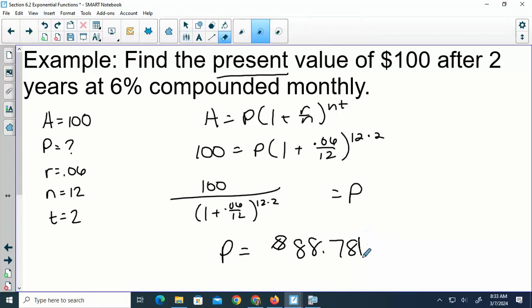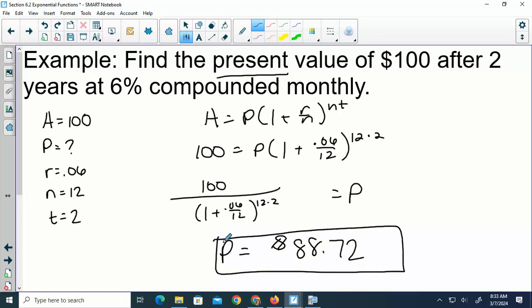Your present value will always be smaller than your future value. As time goes on, interest will accumulate and your number will grow. All right, I want to try a couple more where we're solving for different things, and then we'll probably be done.